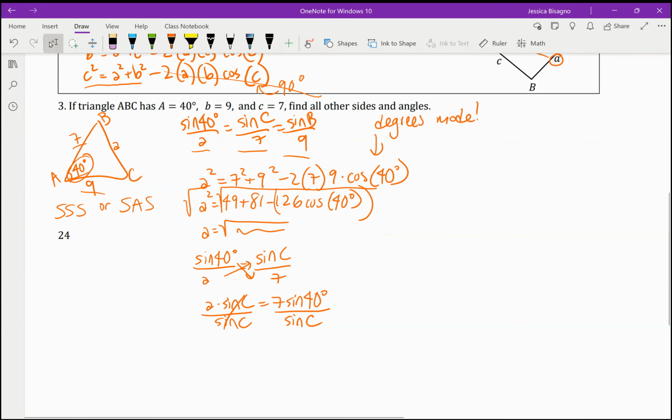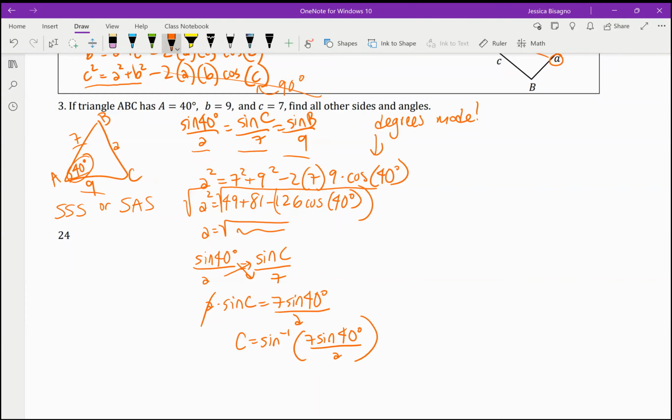I would divide by sine C. Oh, I'm sorry. I would not divide by sine C. I would divide by A because C is my unknown here. So I would divide by A. And then to undo sine to get C by itself, I would take the sine inverse of both sides. And again, I would leave this all in my calculator all at once, and I would do sine inverse of all of that all at once.